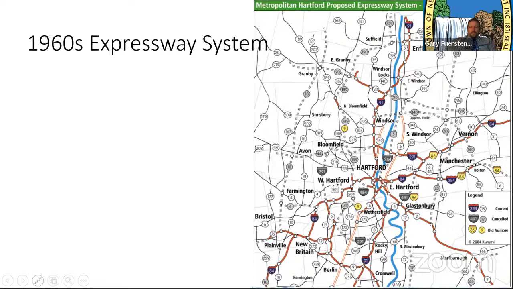In the 1960s, the Connecticut Department of Transportation developed an extensive expressway system throughout and around the Hartford metropolitan area. Obviously, not all those expressways were built. Next slide.